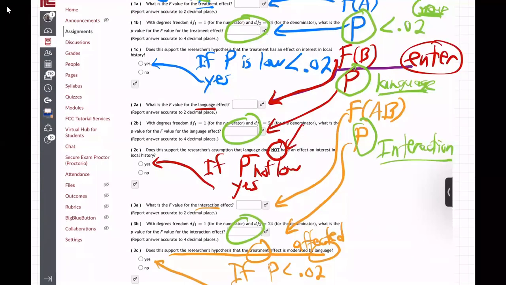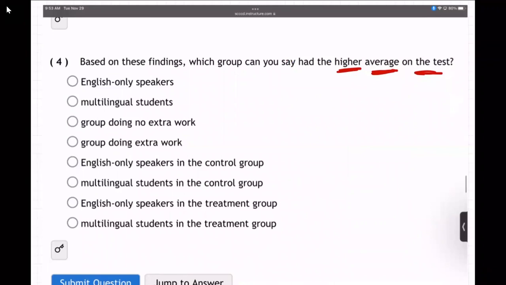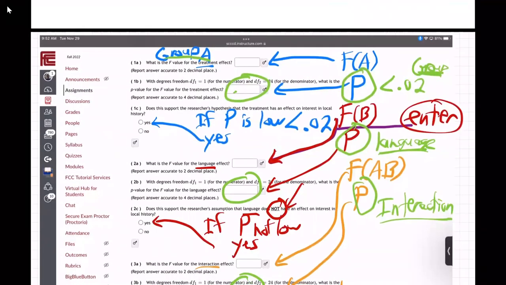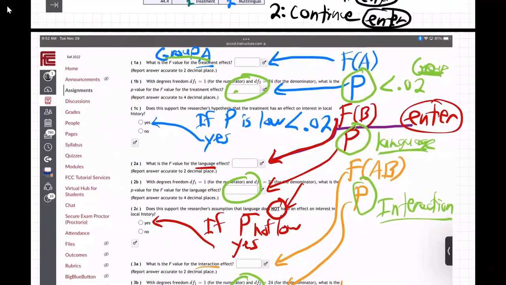So down here, usually it's group doing extra work. The one I ran was just group. How do I know? Because my p-value here was super low. It was like 0.003 or something. And that's lower than 0.2, right? Because that decimal's further over. Right, are we good there? I got like 0.003, and that's smaller than 0.2, isn't it? It's like 20 compared to 3, right?